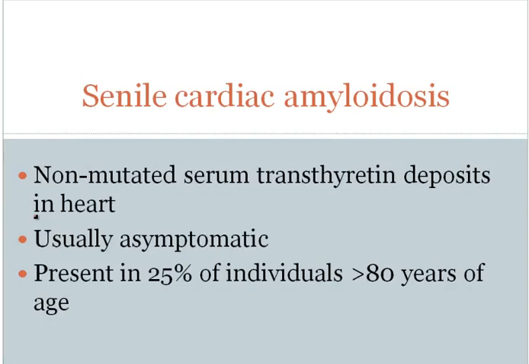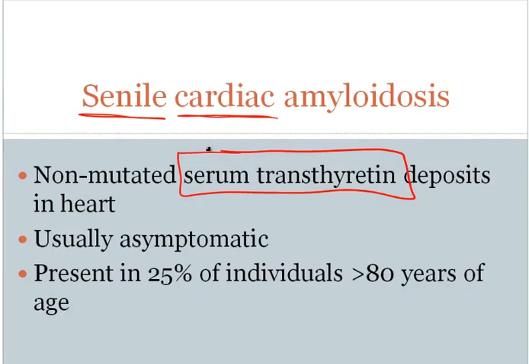So the name kind of gives it away. Senile, usually seen in the elderly. Cardiac usually involves the heart alone. And of course, amyloidosis means that there's an amyloid depositing there. It is important for examination purposes to know what the amyloid is in this particular circumstance. It is non-mutated serum transthyretin, and you'll see why I'm highlighting the non-mutated part in a moment.